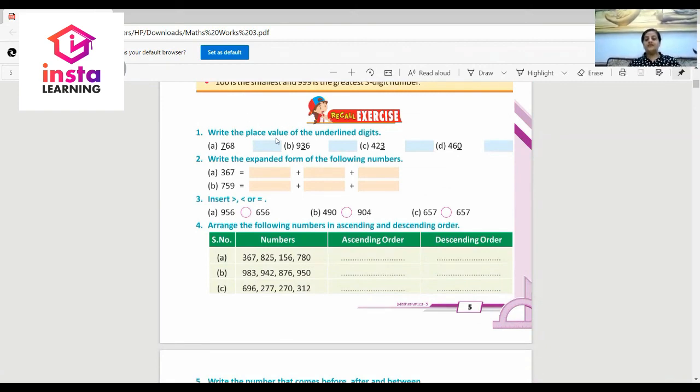Write the place value of the underlined digits. Underlined digits are given: it is ones place, it is tens place, and it is hundreds place. So we are going to write the place value. So here 7 is written like this, and tens place 0, ones place 0. So its place value is 700.